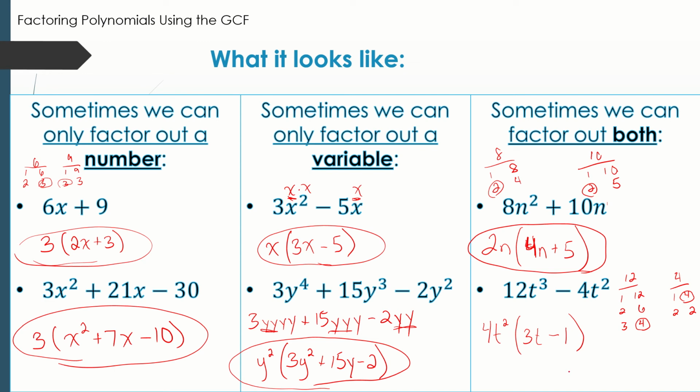I need to have that there. Otherwise, when I redistribute, it would not get me back here. So 4t squared times 3t is 12t to the third. If I just left this blank saying, oh, they canceled, there's nothing there, that's all I would have when I redistribute. That is not the same thing. I need that negative 1 there. 4t squared times negative 1 gives me negative 4t squared. So those are our options for greatest common factor. Sometimes it's only a number, sometimes it is only a variable, sometimes it can be both.